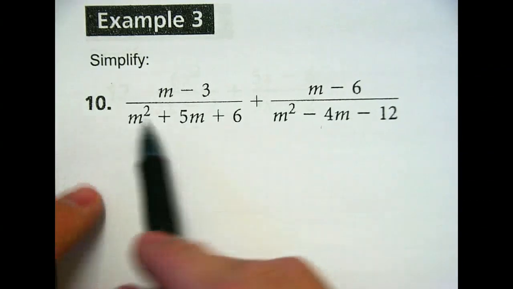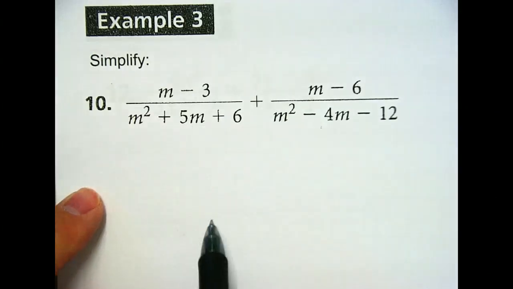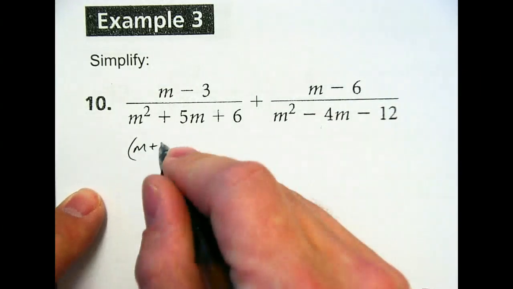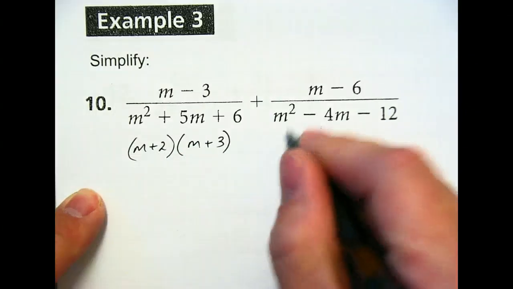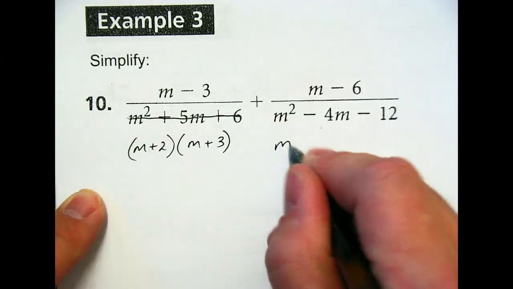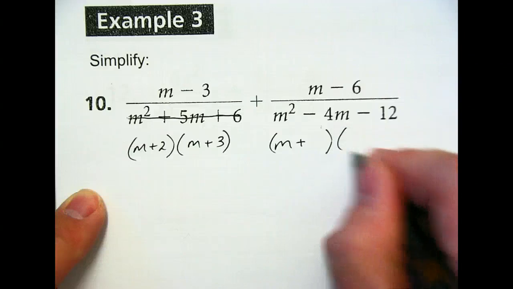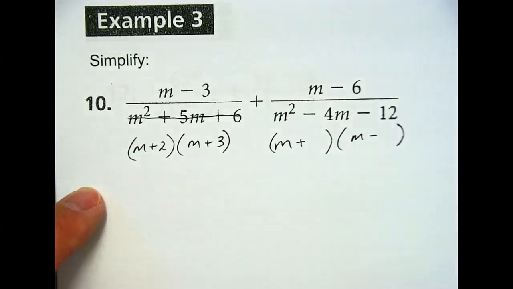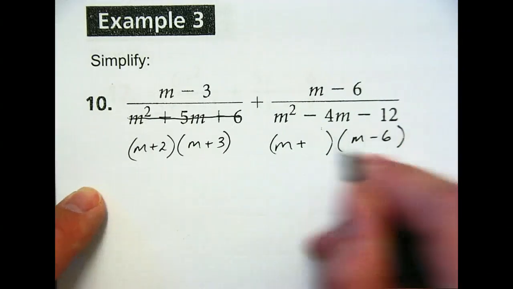For those of you that are struggling getting started, most of you realize you need to factor, right? What's this one? Minus 6 and 2, right?